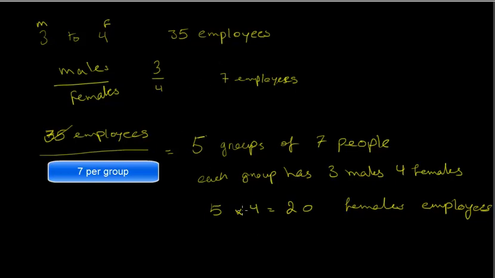We can calculate the number of male employees that we have, which would be 5 groups of 7. In each of them there are 3 male employees. That would amount to 15 male employees.